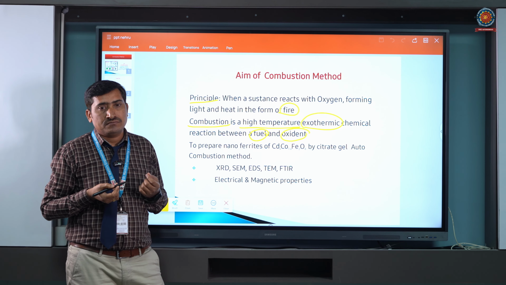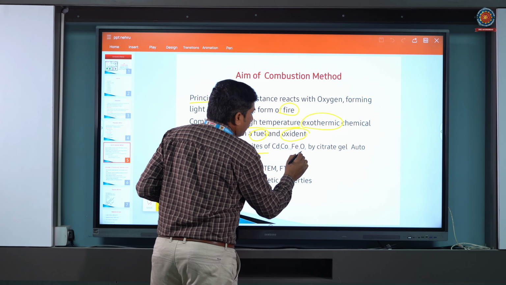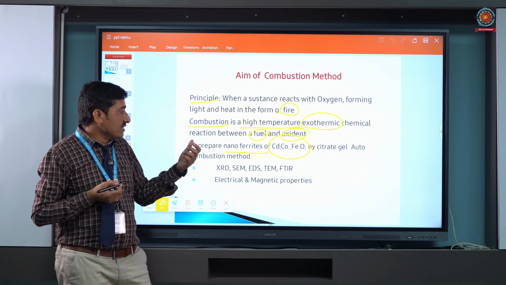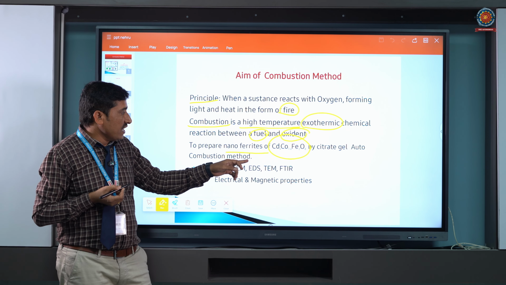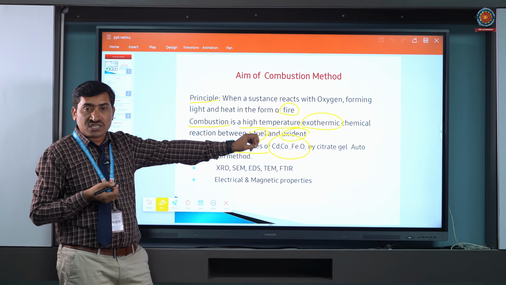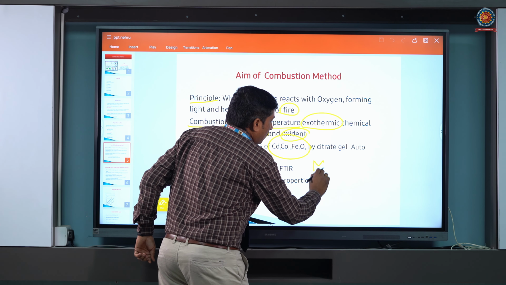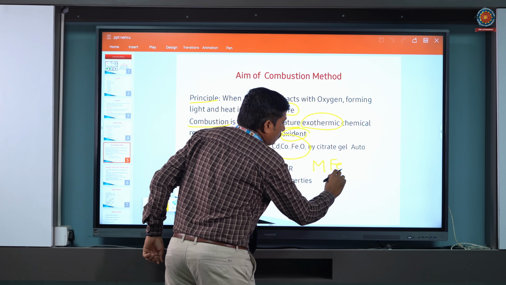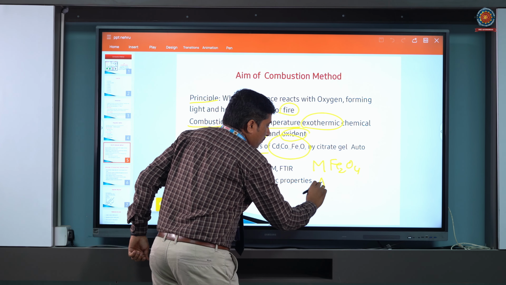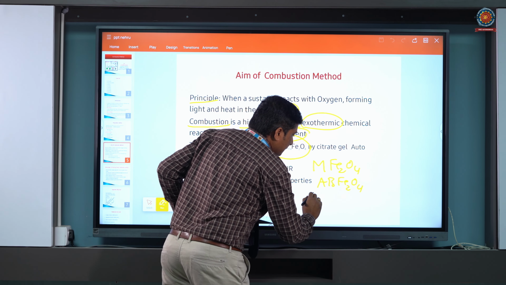So what is our aim? To prepare nanoferrites. This is our formula. We are going to start preparing one sample. The example is cadmium x cobalt 1 minus x Fe2O4. This is our cubic structure. The structure is MFe2O4, and you can also write it as ABFe2O4.